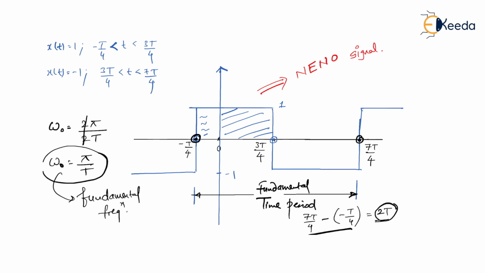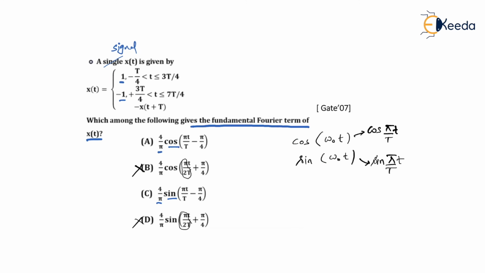If you remember, they have given us one more piece of information about x of t. Your x of t is minus of x of t plus T. So let us see, x of t is equal to minus of x of t plus T. I hope you remember a similar property, that is the half wave symmetry property. According to half wave symmetry property, x of t should be equal to minus of x of t plus T by 2. Am I right?